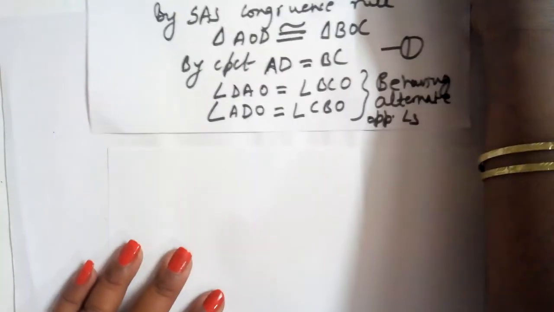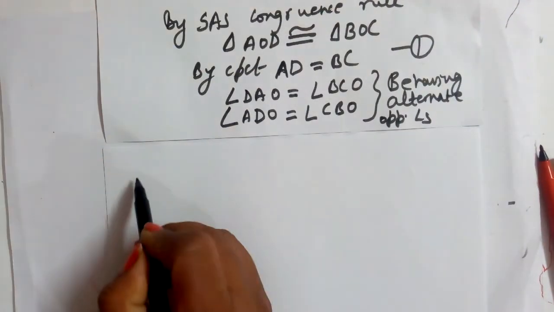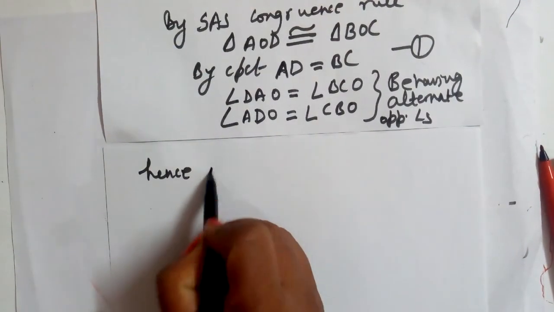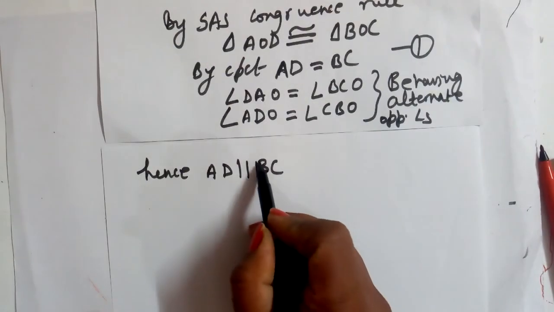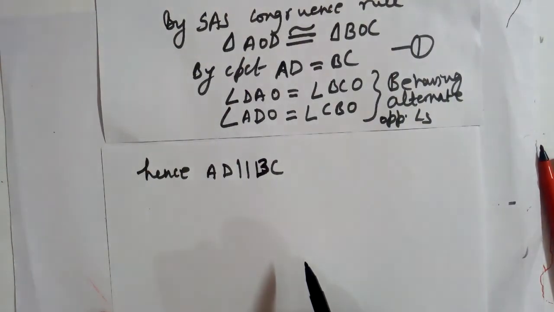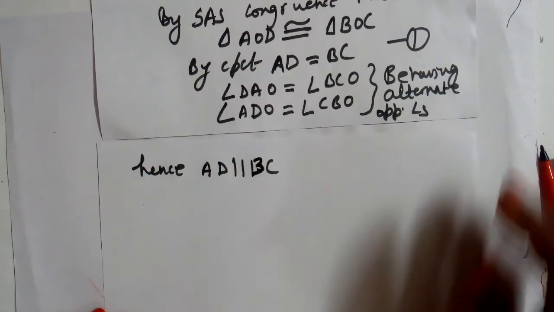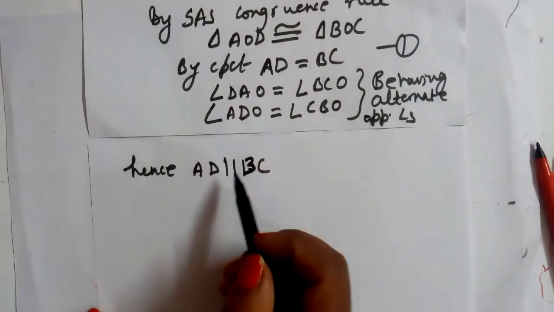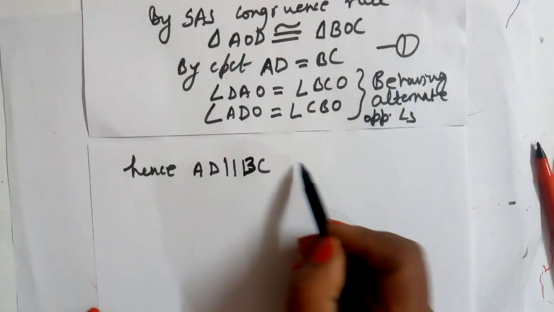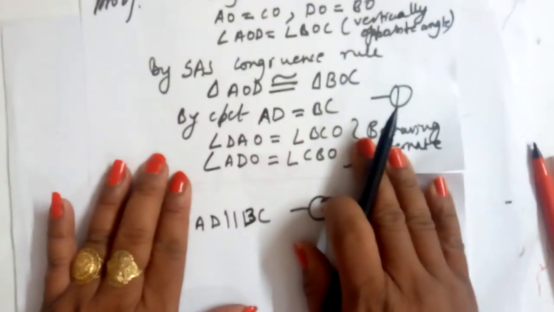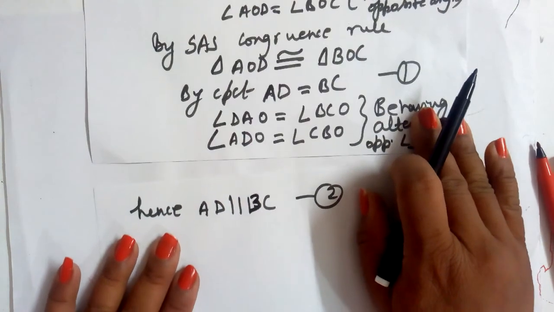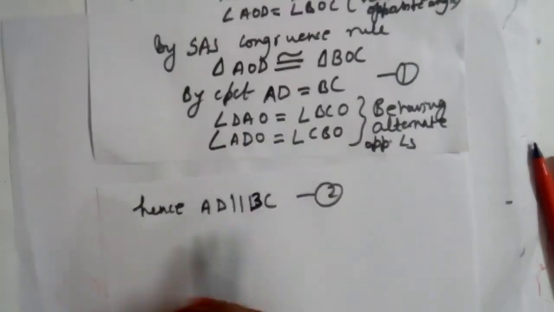Okay, hence AD is parallel to BC. Okay, now AD is parallel to BC. Clear? Now first thing, two things we have got, that AD is equal to BC and AD is parallel to BC. Now we are going to take the triangles.